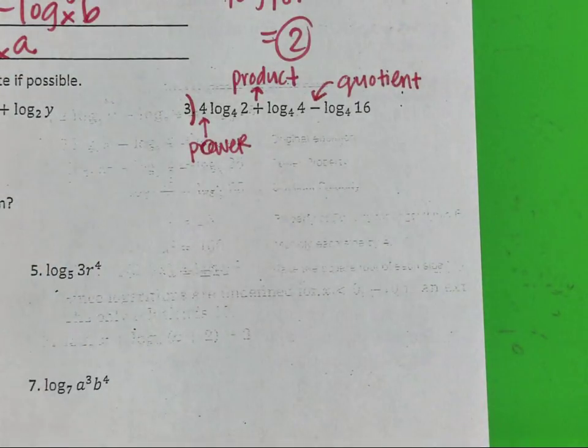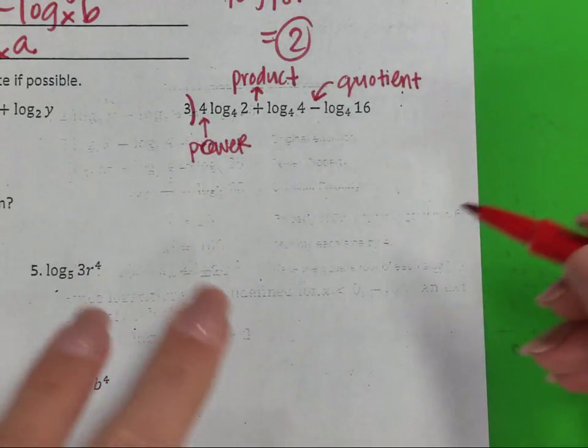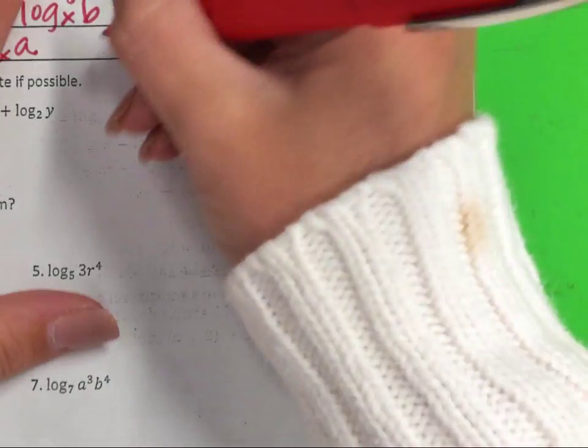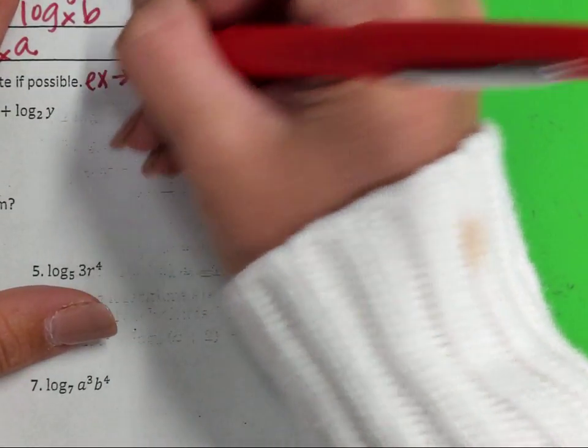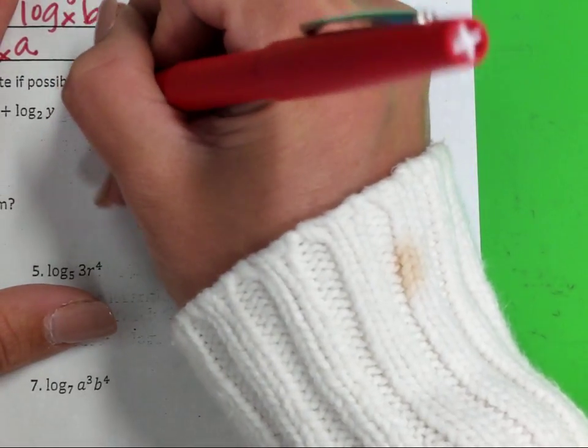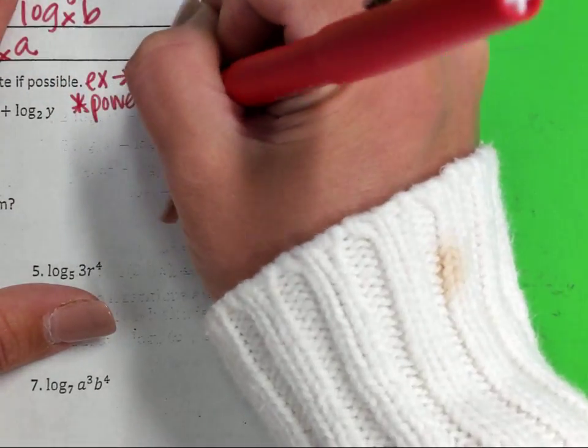Alright, so when we are going from expanded to single, and how do we know this is expanded? Y'all remember? Because there's more than one, right? So anytime we're going from expanded to single logarithm, you always want to do the power property first. Power first.